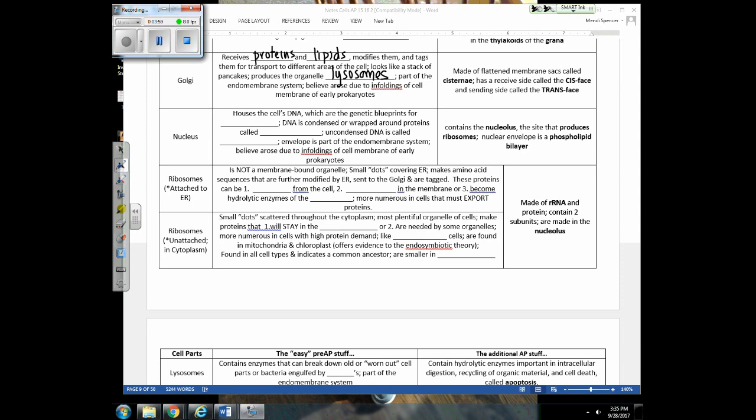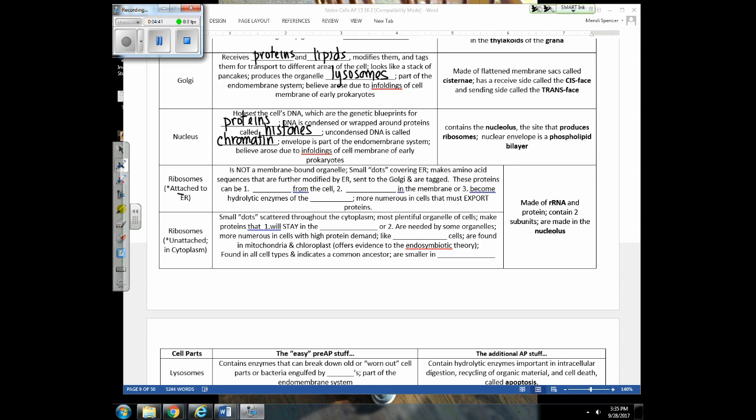The nucleus contains the DNA, which are the blueprints for building proteins. To fit all that DNA, like 6 feet of it, inside of a nucleus, it is wrapped around proteins. Those proteins are called histones. When DNA is wrapped up around these histones, then it forms chromosomes, but uncondensed DNA, remember, is called chromatin. We talked about chromatin coiling up to form chromosomes before cell division when we talked about mitosis and meiosis.